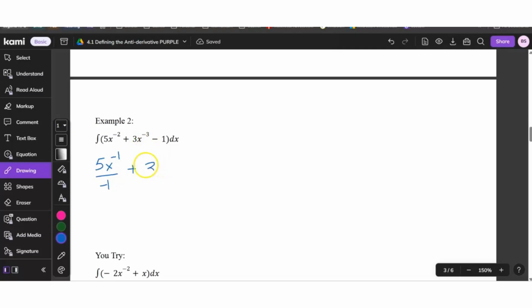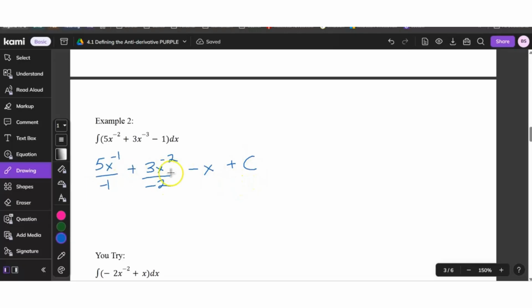Okay, this one is going to be 3x to the negative 1. Negative 3 plus 1, negative 2. Now this one we definitely have to divide because it's not just 1, it's 2. And then minus the 1 becomes 1x, or if you prefer, just x, right? And then plus c. Exactly.